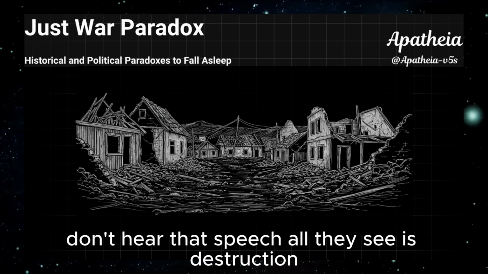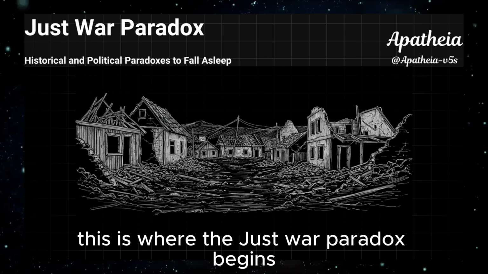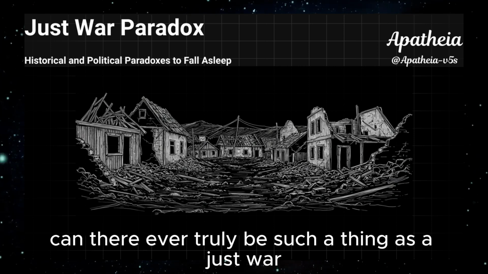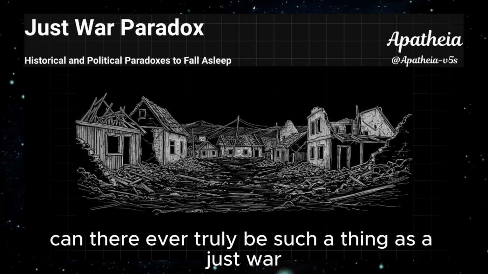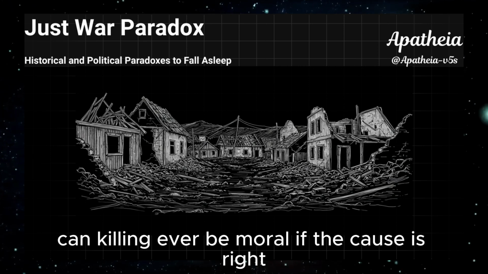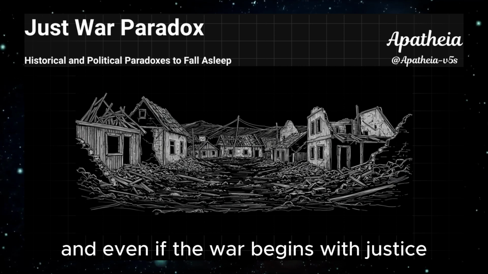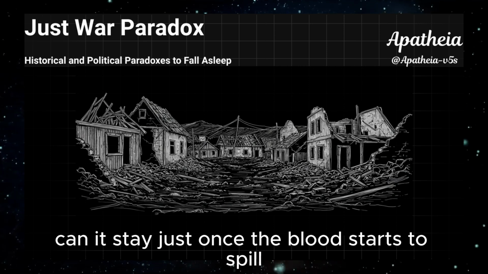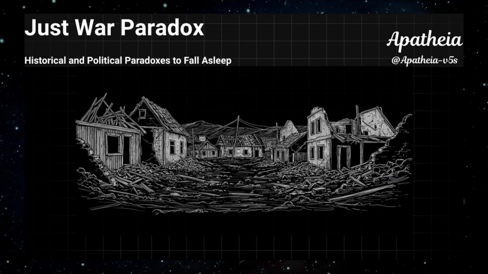All they see is destruction. This is where the just war paradox begins. Can there ever truly be such a thing as a just war? Can killing ever be moral if the cause is right? And even if the war begins with justice, can it stay just once the blood starts to spill?